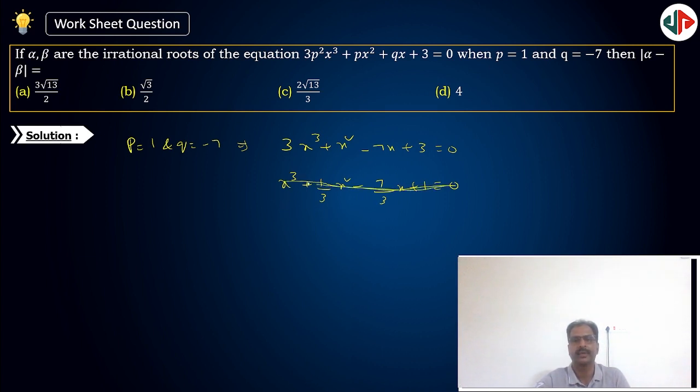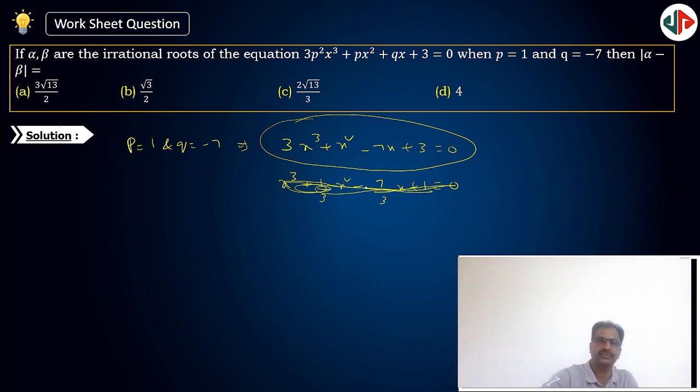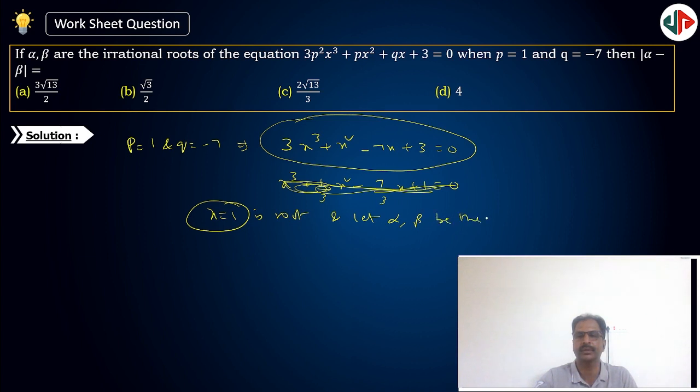Before dividing, by trial and error method, tell me one root of this. Which value of x satisfies this? What value of x satisfies 3x cubed plus x square minus 7x plus 3 is 0? 1, no? Yes. By trial and error method, x is equal to 1 is one root. And let alpha, beta be the other roots.